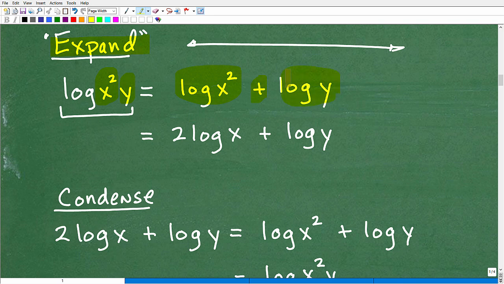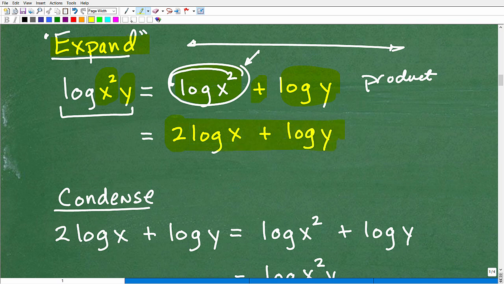Pretty straightforward. This is the product rule in action, okay? Now, when I'm done doing this, I'm saying, well, can I use any more properties of logarithms? Yeah, I can use that power rule because I have this little exponent up here. So I can take that 2 and drop it down in front of the log. So now I have 2 log x plus log y.